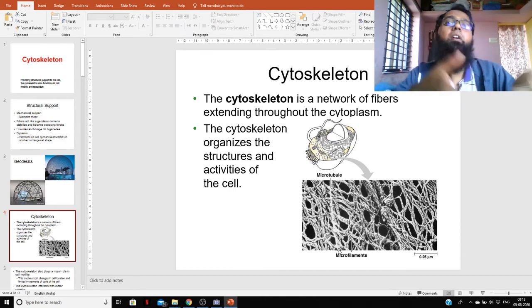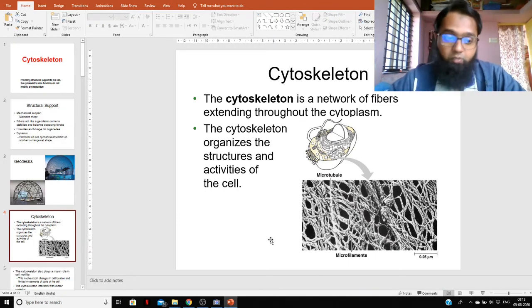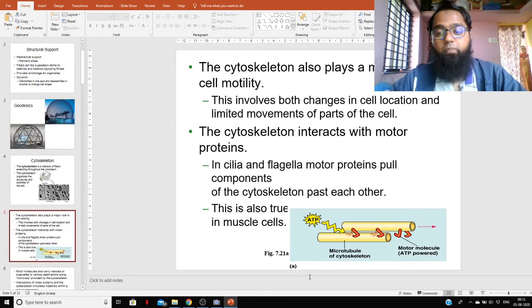The concrete which we are putting in, that is nothing but the cell organelles, so the contents of the cell. Both together will form an integrated structure. That actually is the cytoskeleton. Okay, next, the cytoskeleton plays a major role in cell motility.